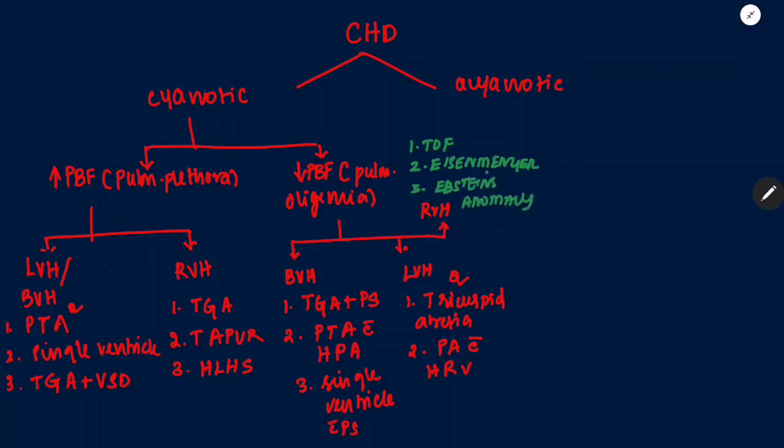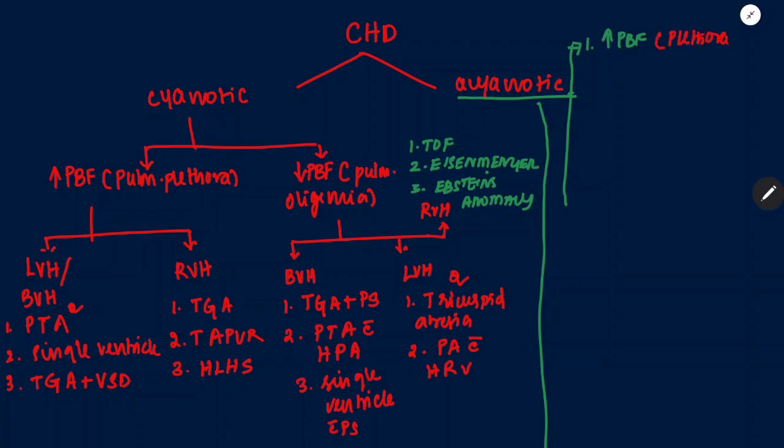So all these are very important. Okay, so now there are acyanotic heart diseases, so let us see how we classify acyanotic heart diseases. Okay, this is classified the same way. Let us see how. First one is, we are classifying it as increased pulmonary blood flow with plethora. So increased pulmonary blood flow, obviously it is plethora.